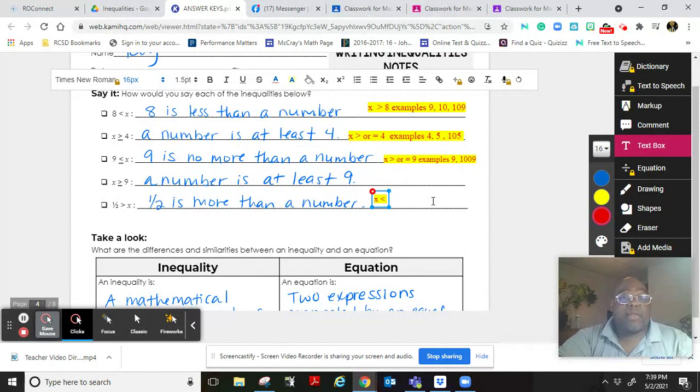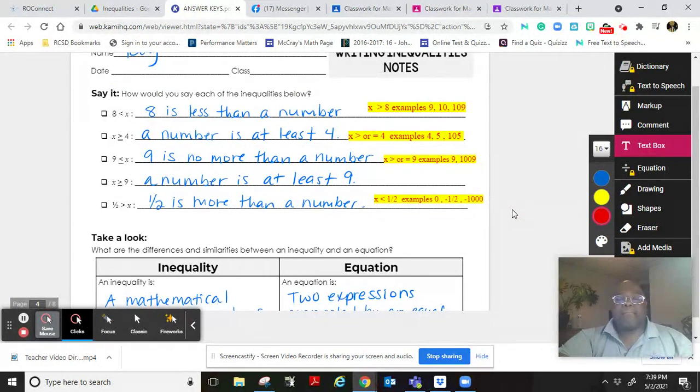X is less than, finally got a less than. X is less than 1/2. So what are some examples? Some examples of being less than 1/2. All right, remember our number line? Would 0 be less than 1/2? It certainly would be. Would any negative number be less than 1/2? Absolutely. So I could get a negative 1/2, or I could get a negative 1,000. Doesn't matter. So again, the key takeaway from here is I wanted you guys to think about what my example would be in order to make these inequalities true.